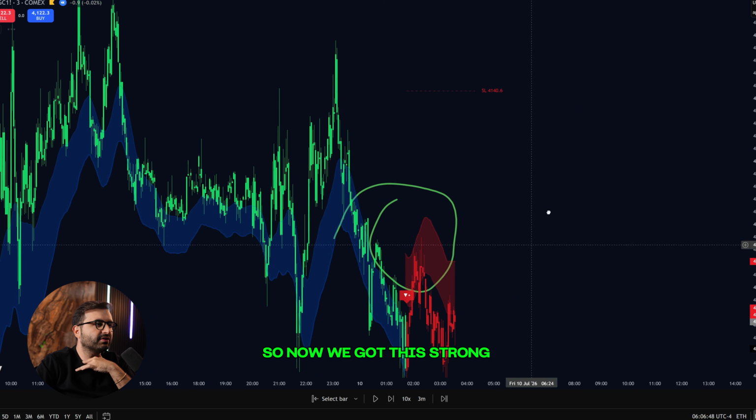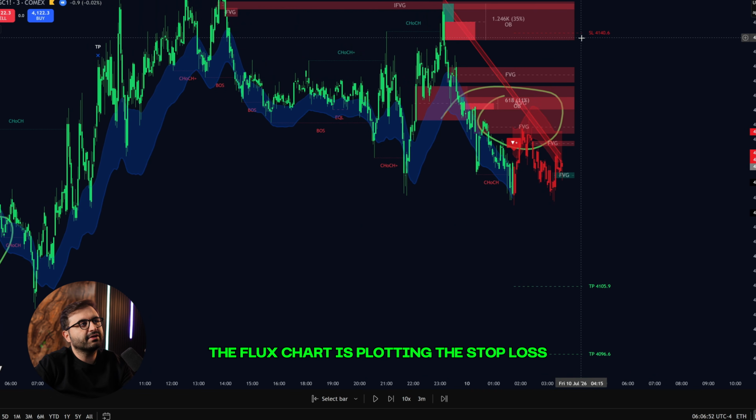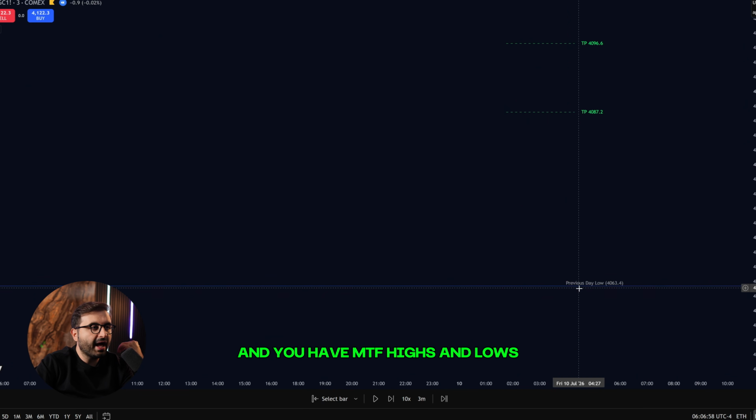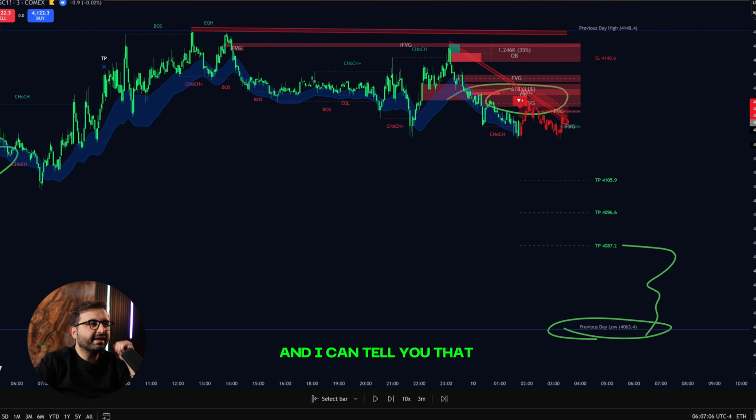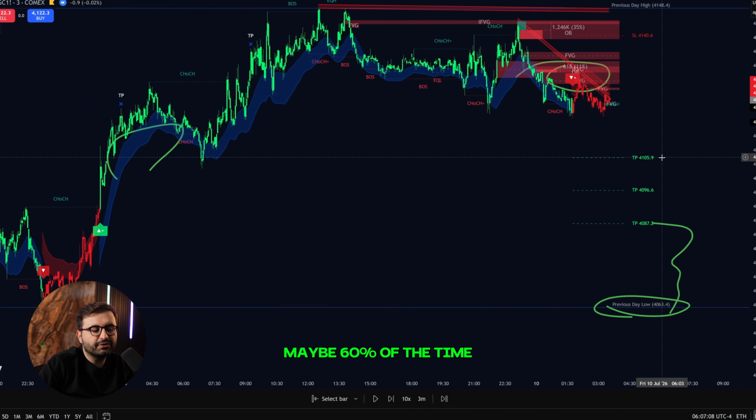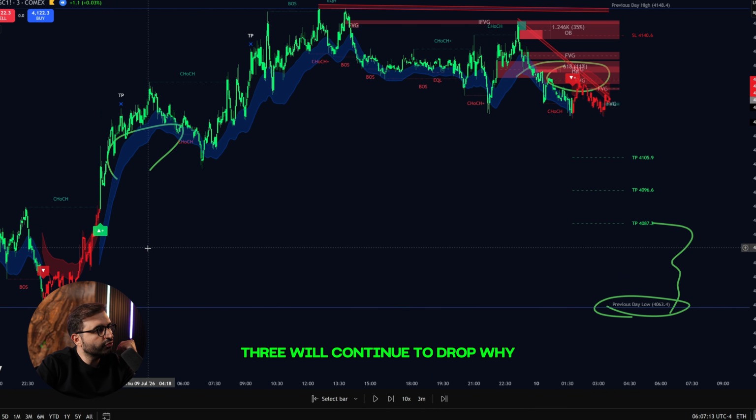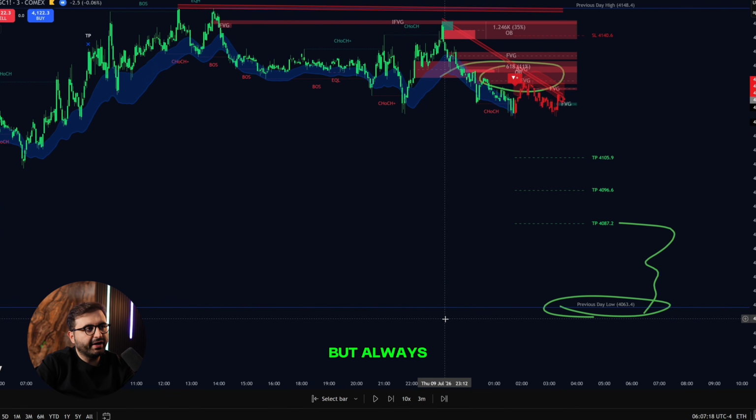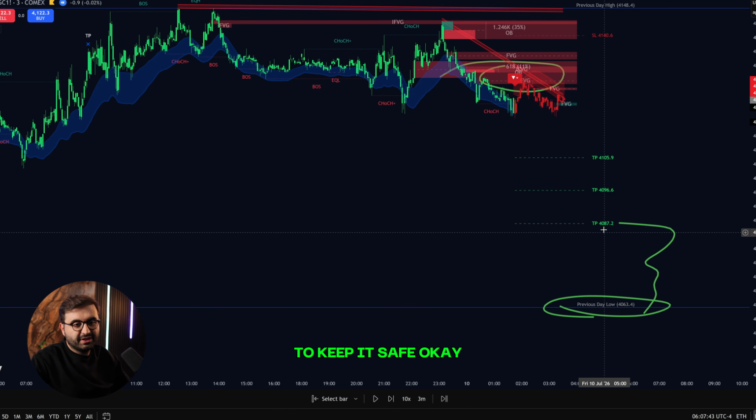So now we got this strong sell signal here, right? And you can see that the Flux Charts is plotting the stop loss as well as the take profit. And you have MTF highs and lows. You see there is a previous day low. You can use this level. Beautiful. And I can tell you that maybe 60% of the time when the price reaches the TP3 it will continue to drop. Why? Because there are obvious liquidity levels. But always, I highly suggest you take a partial on the way to keep it safe.